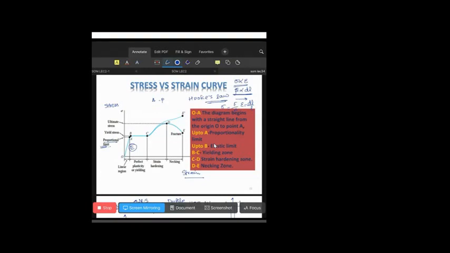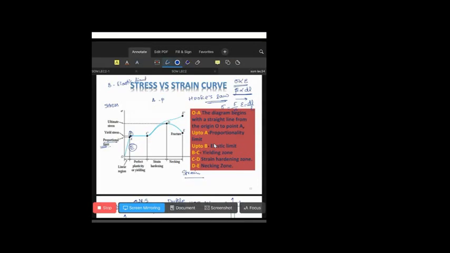Now, what is B point? See, B point is called your elastic limit. B point is called elastic limit. Please try to understand this thing. B is called elastic limit.